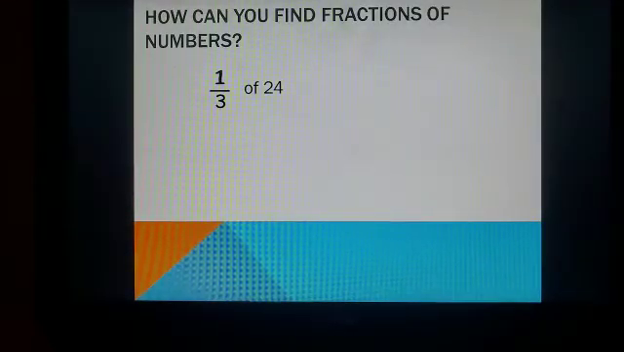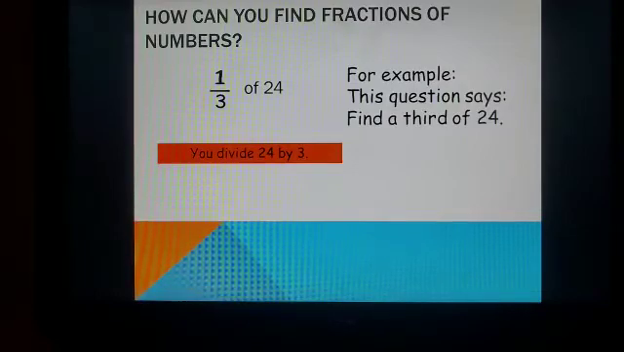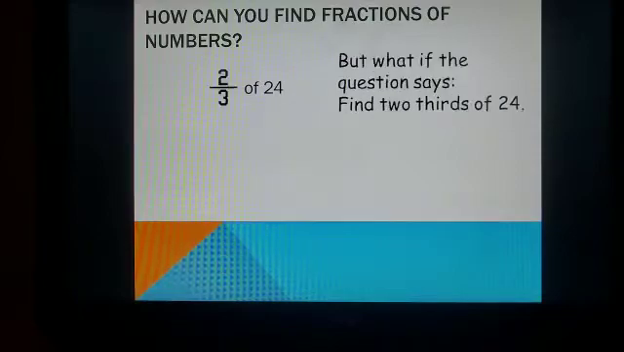How can you find fractions of numbers? For example, this question says, find a third of 24. We know you divide 24 by 3. I'm going to use a number line for this one. I start at 0 and I finish at 24. To divide by 3, I count in threes until I get to the end of my number line of 24. How many jumps did I make? I made 8 jumps. 1/3 of 24 equals 8.